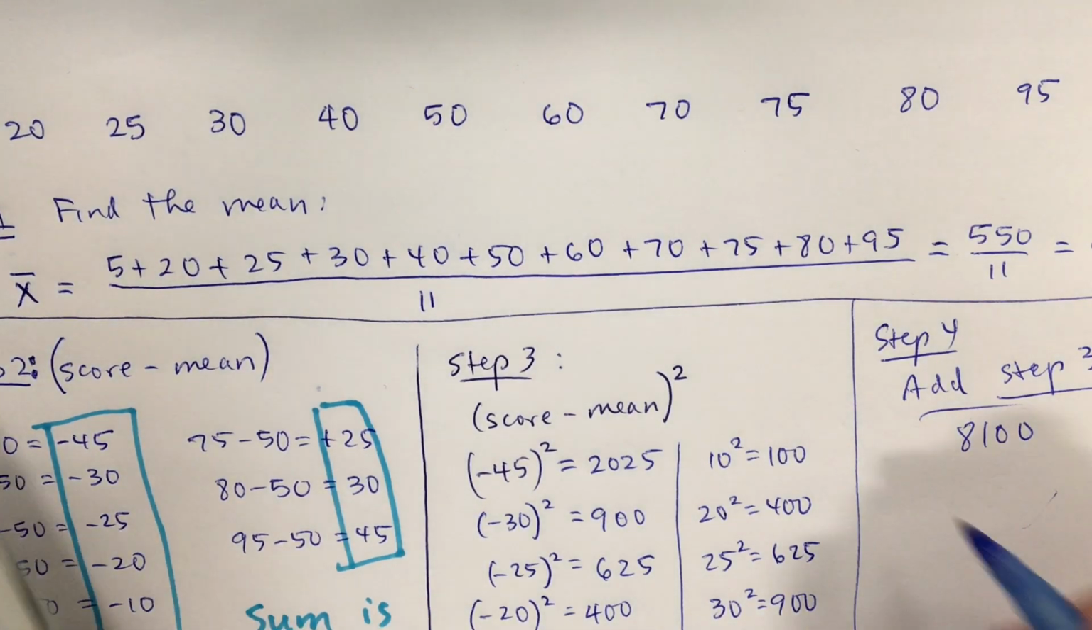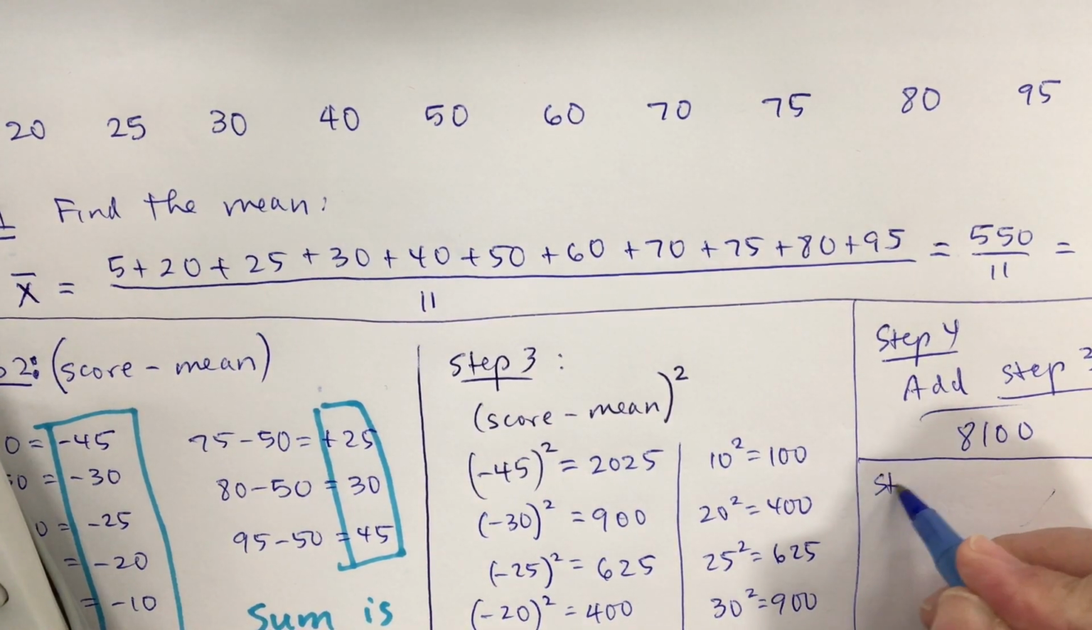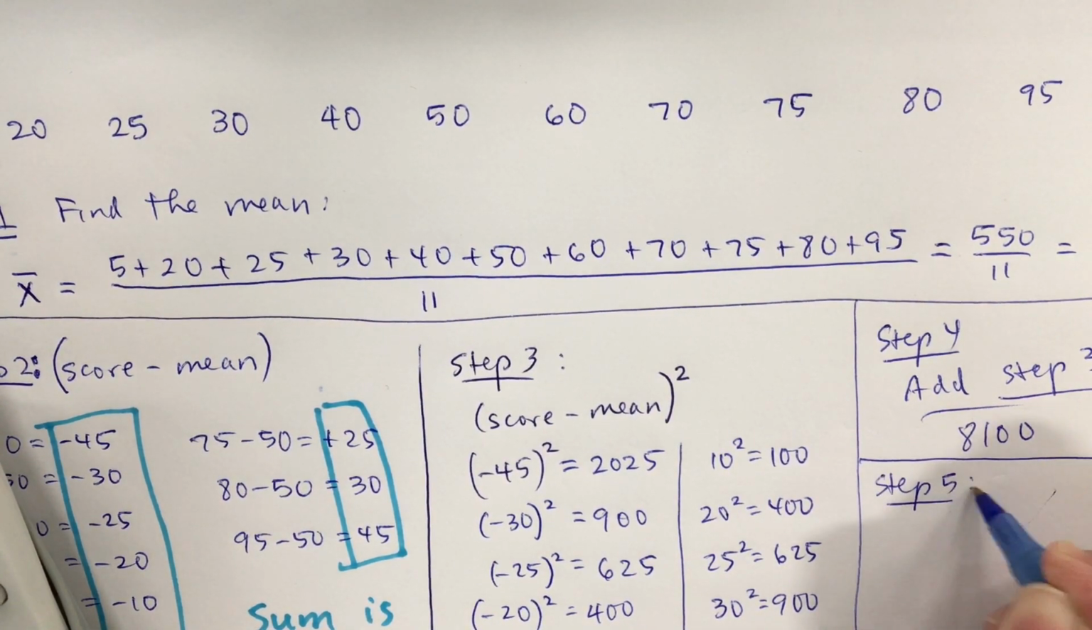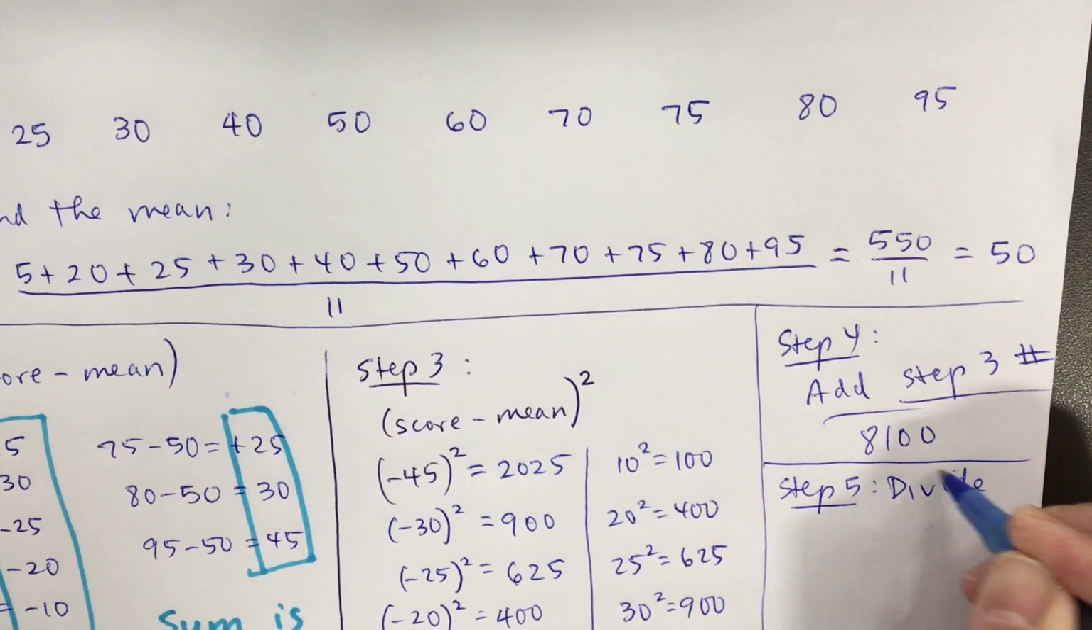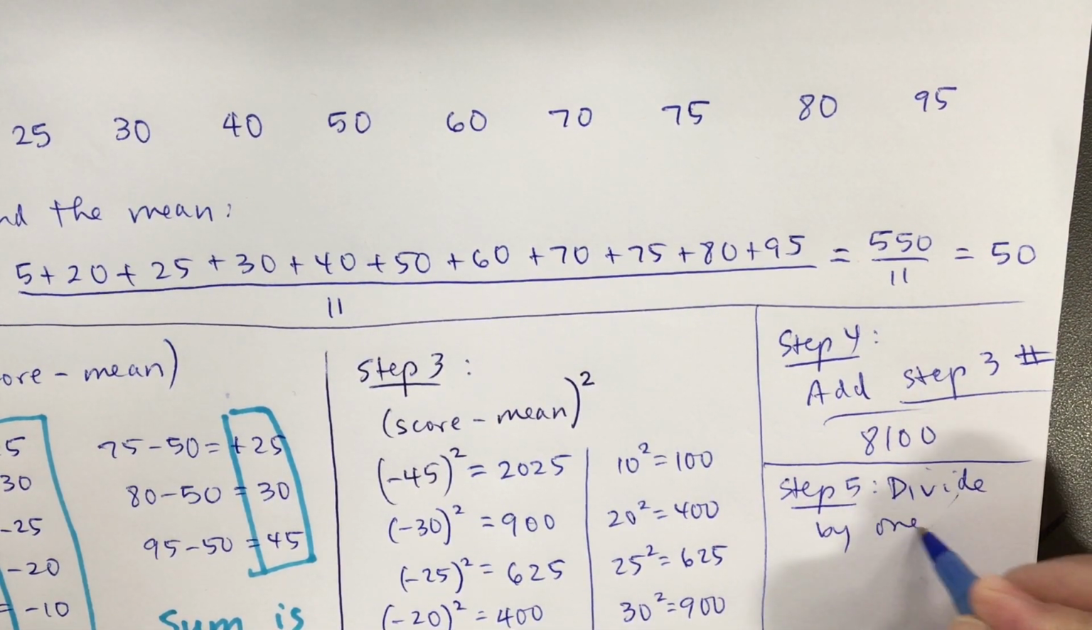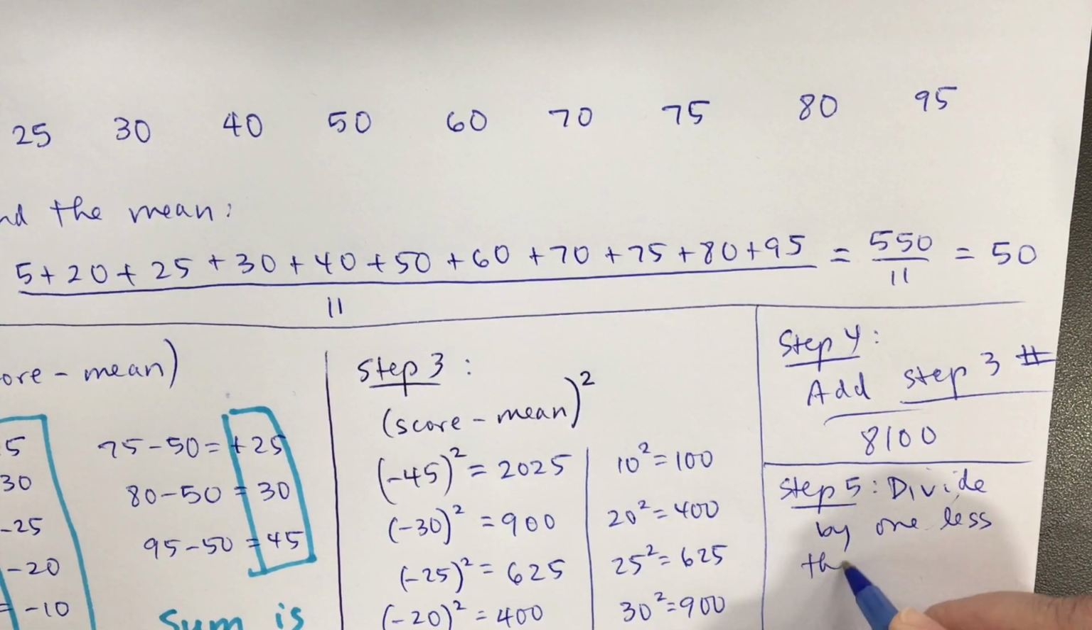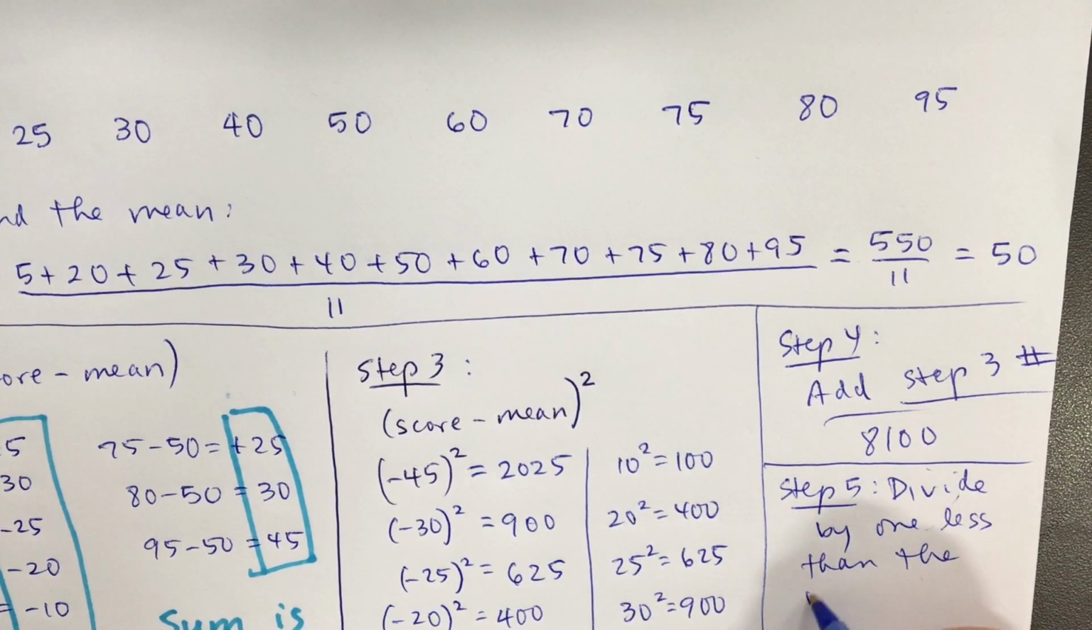Step number 5 is the one that we kind of get the most questions from. It's a division. We're doing an average of how far the scores are from the mean. So I need to divide, but we divide by 1 less than the number of scores.